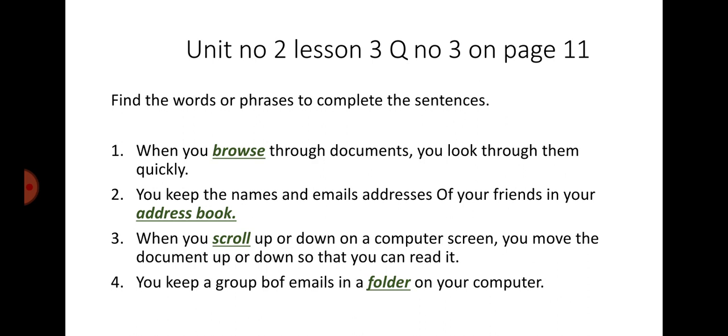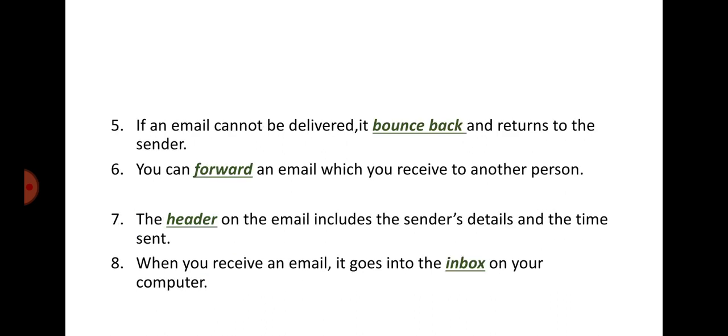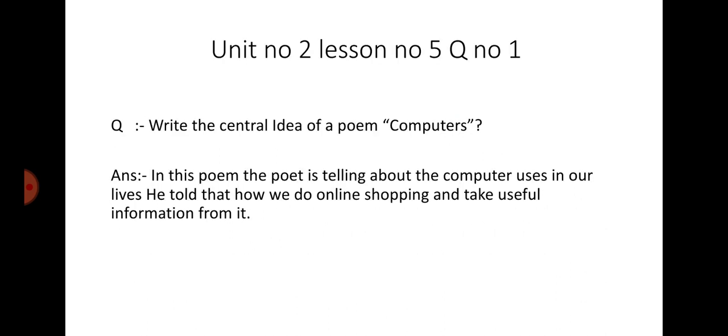You keep a group of emails in folders on your computer. If an email cannot be delivered, it bounces back and returns to the sender. You can forward an email which you receive to another person. The header on the email includes the sender details and the time sent. When you receive an email, it goes into the inbox on your computer.